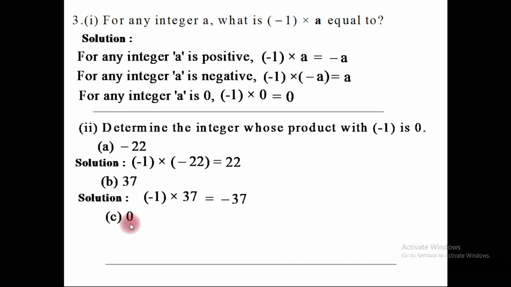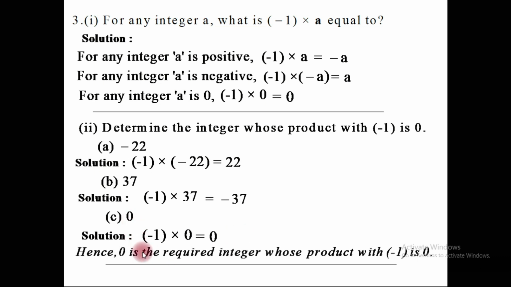Sub number C, the given integer is 0. Taking the product of the given integer 0 and minus 1. When an integer minus 1 is multiplied with 0, we get 0. Here the question is asking from the given integers minus 22, 37 and 0, whose product with minus 1 is 0. Hence, the integer 0 is the required integer whose product with minus 1 is 0.